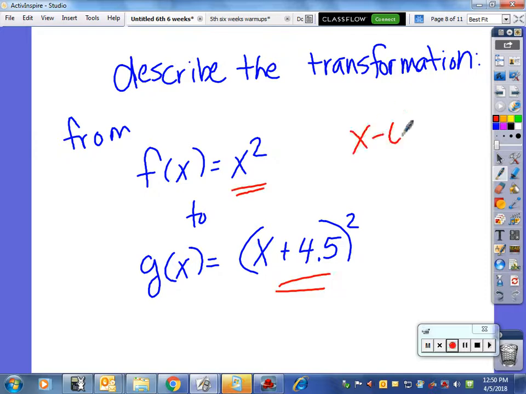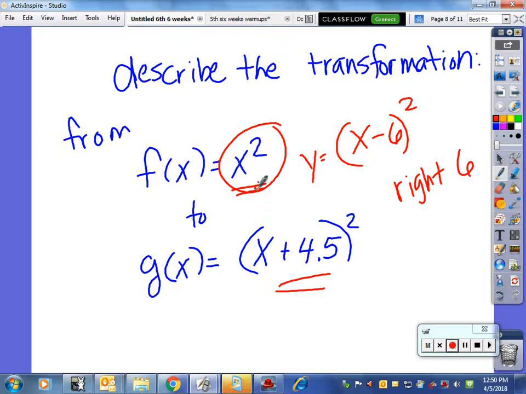What do you think would happen if I did x minus 6 squared? It would go to the right. How many spaces? 6. Okay, so if you take this and then subtract 6 from the x and then square it, that's a left and right move. And if you're not sure, look at it.